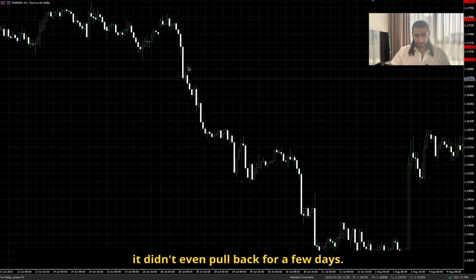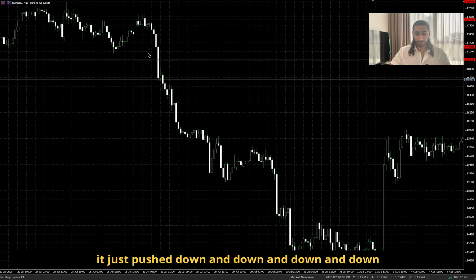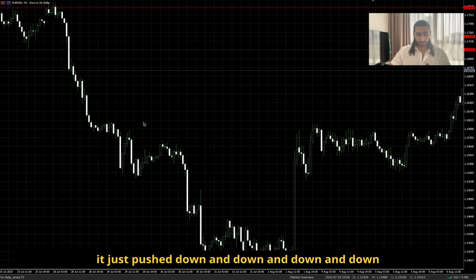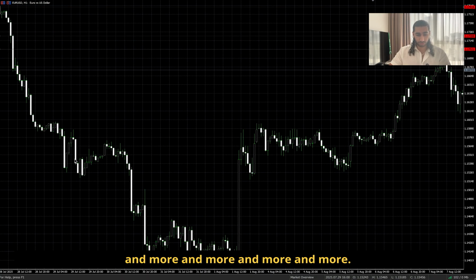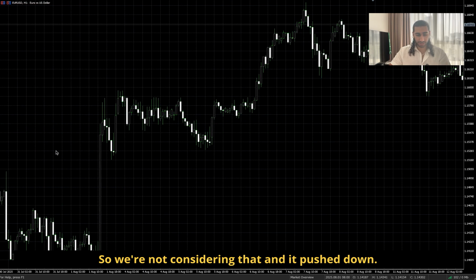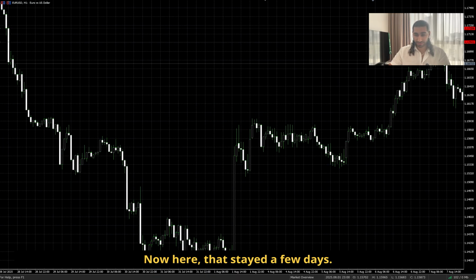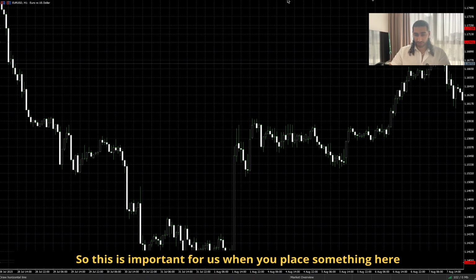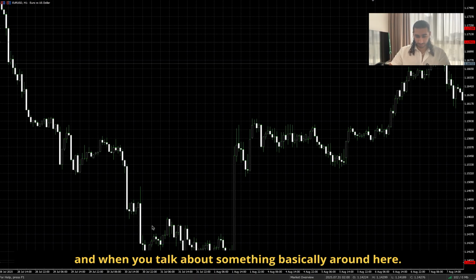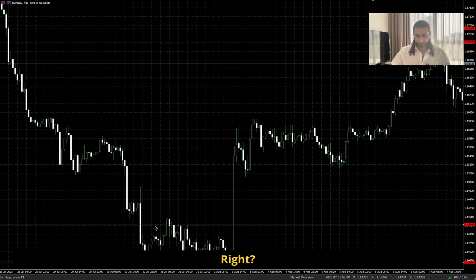And it didn't stop, it didn't even pull back for a few days. It just pushed down and down and down and more and more. Until here, it got pushed to the upside, but it didn't even last long, so we're not considering that, and it pushed down. Now here, that stayed a few days. So this is important for us when you place something here and when you talk about something basically around here, right?